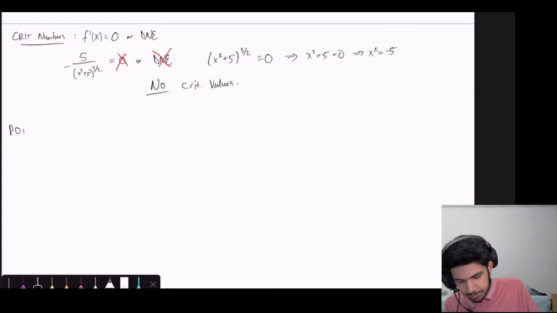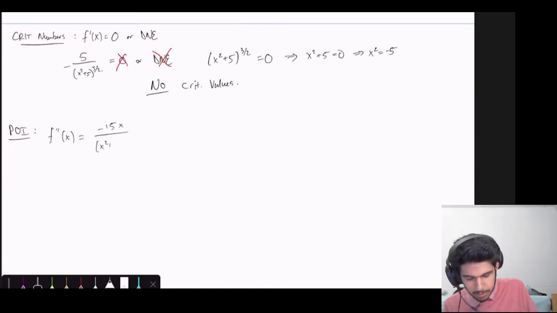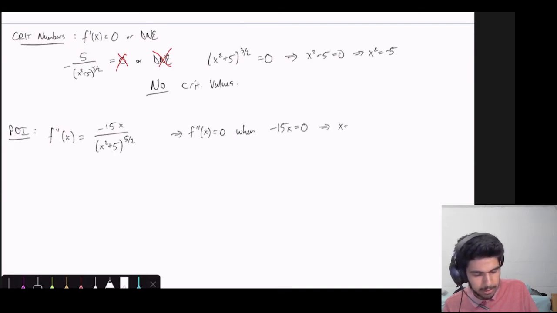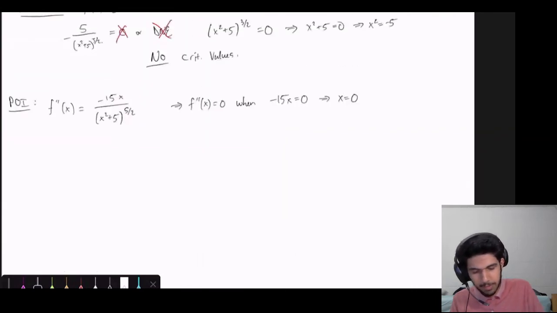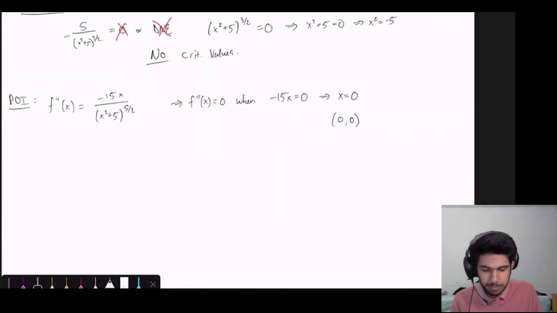Okay, points of inflection are next, and this occurs where the second derivative is equal to 0. So f double prime of x, I'll just rewrite it. This is negative 15x over x squared plus 5 to the 5 halves. And we want this to equal 0, so f double prime of x equals 0 when the numerator equals 0. And we can see here that this occurs when x equals 0. And really, we saw from before, when x equals 0, we're at the point (0, 0). So we can just label this (0, 0).